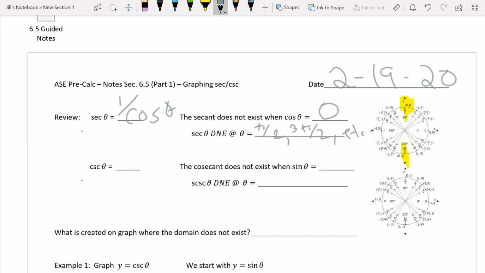Now the cosecant is the reciprocal of the sine. So we know that the cosecant doesn't exist where the sine is equal to 0 because you can't reciprocate 0. So where does the sine equal 0? Well, the sine equals 0 at 0 and pi because the sine is the y value. So at 0, pi, and anything coterminal with that, the cosecant does not exist.